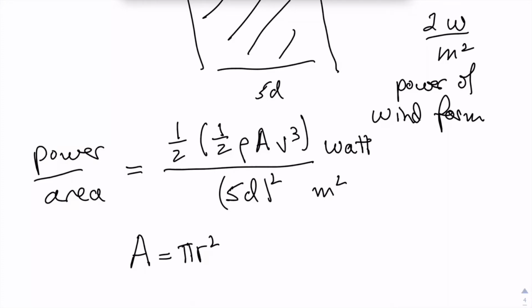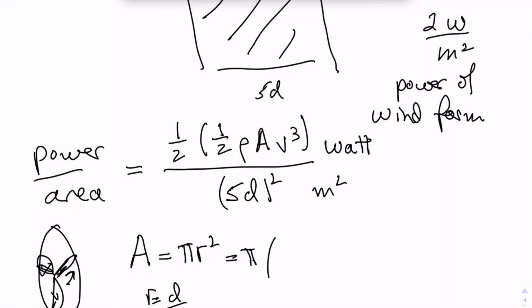Now our area A is pi r squared. That's the area that the wind turbine is making as it goes around. Since the radius is the diameter over 2, this is pi times diameter over 2, squared. We want to have the area in terms of the diameter because on the bottom there's a diameter that we're going to cancel, and so we get pi diameter squared over 4.